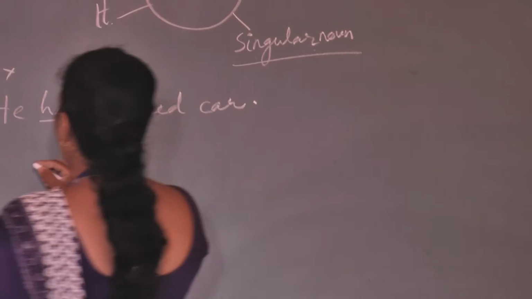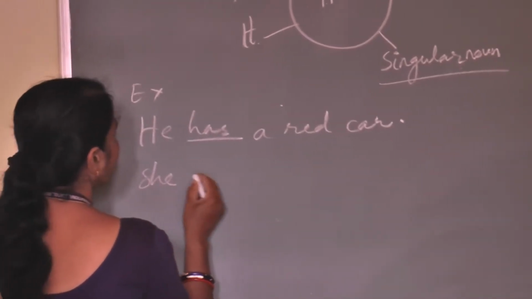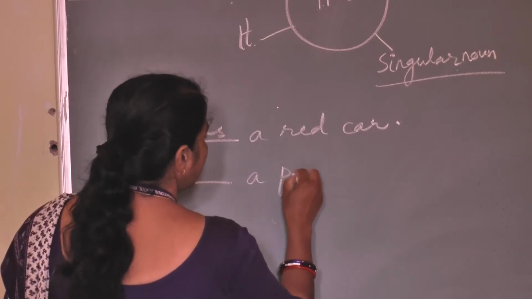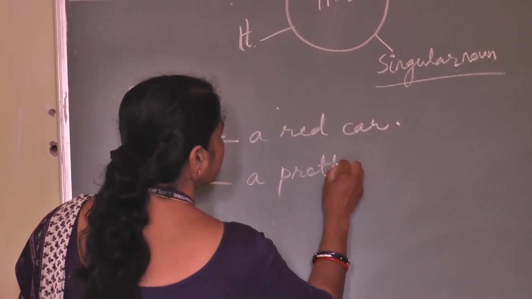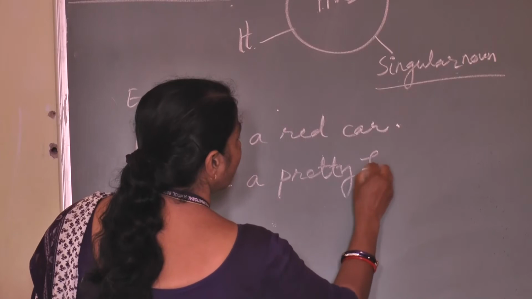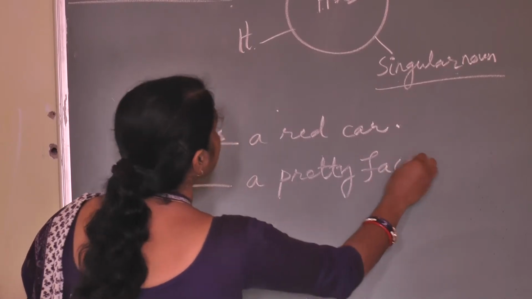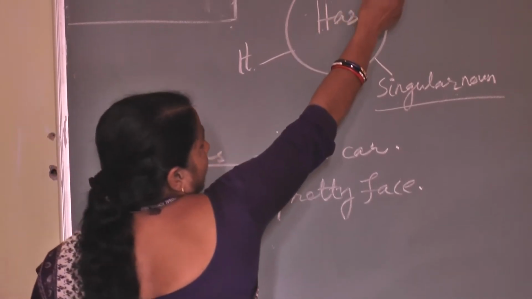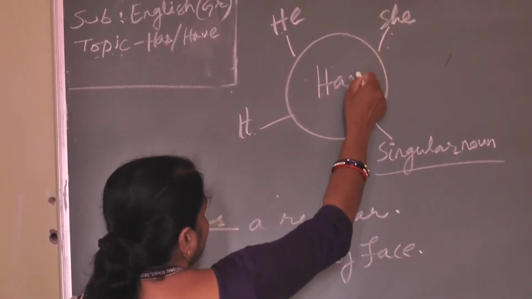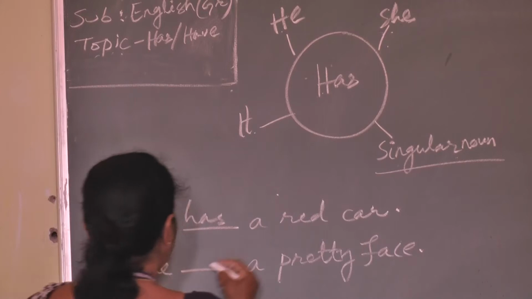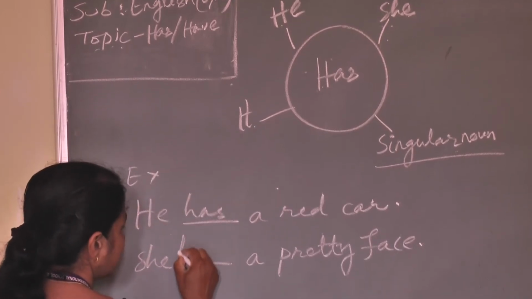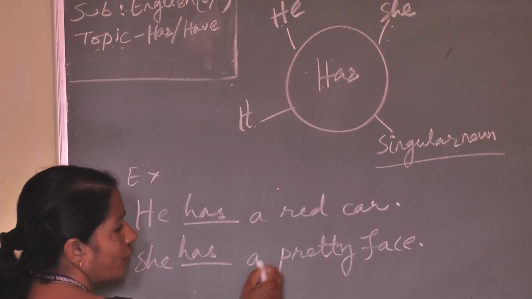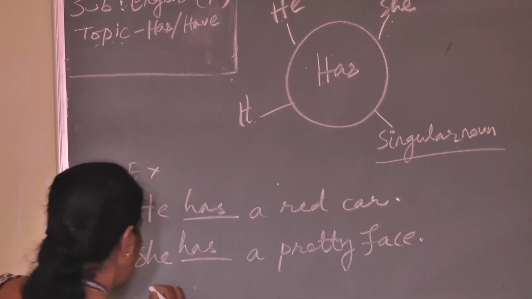Now see. She dash a pretty face. See, children, what is here? Yes, we use has for she. So, you have to fill in the blanks here with has. Read the sentence. She has a pretty face.